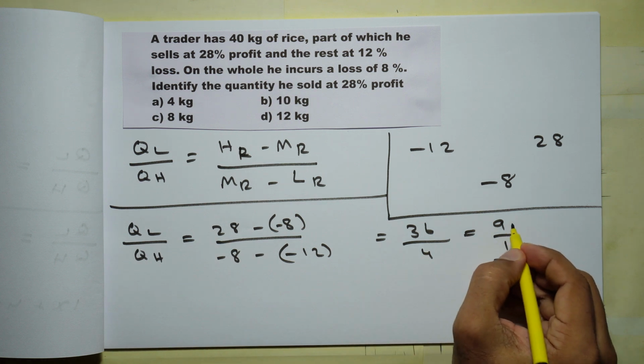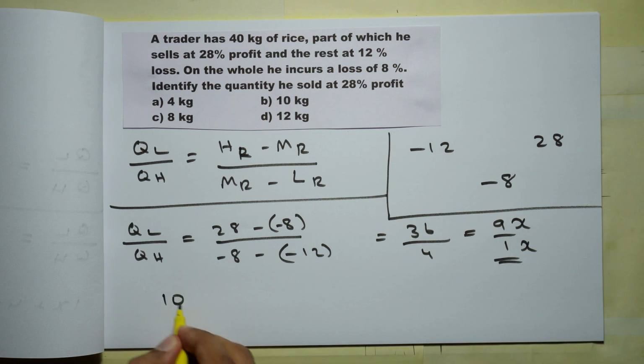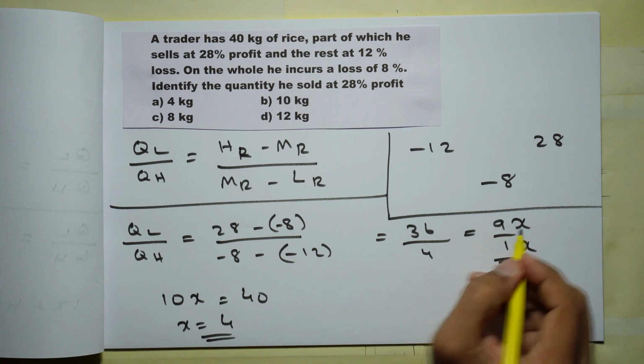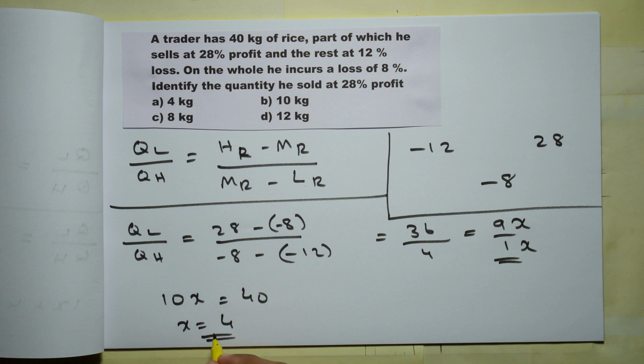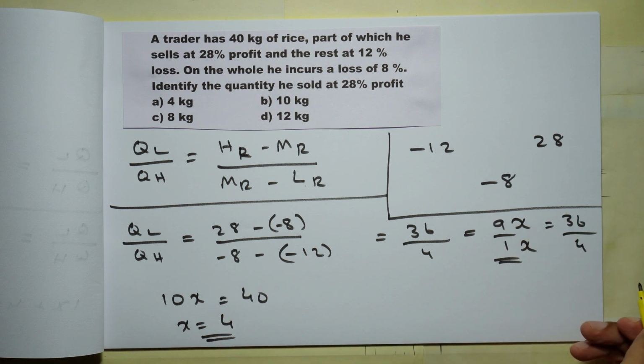So you can take their actual values as 9x and 1x. So 9x plus 1x, total quantity is 10x, and that is equal to 40 kilos, from which you will get x is equal to 4. So we'll calculate their actual values. So lower returns is 9x, where x is 4. So 9 into 4, 36. And this is x, that is 4.